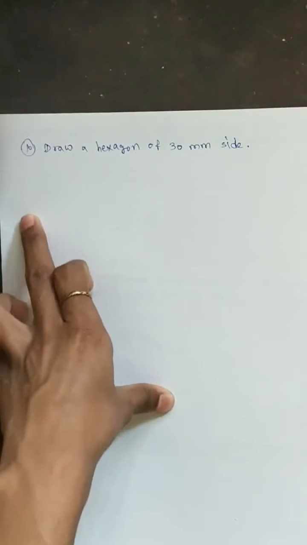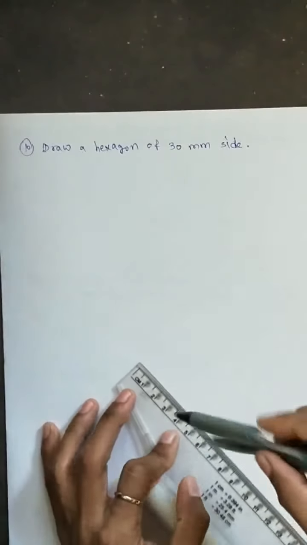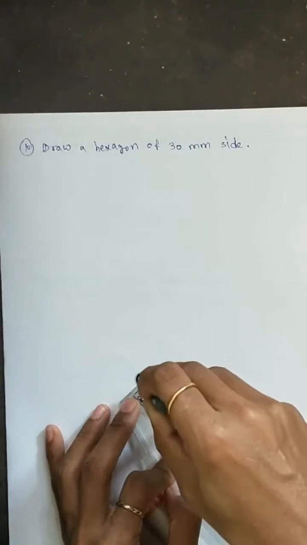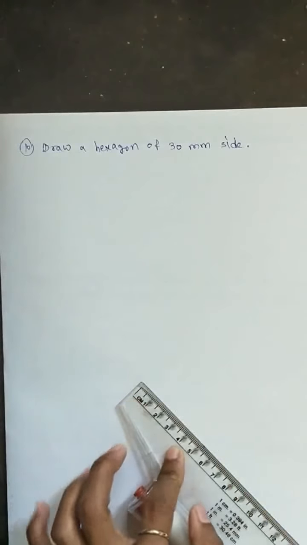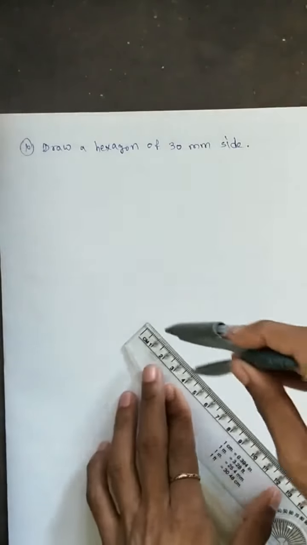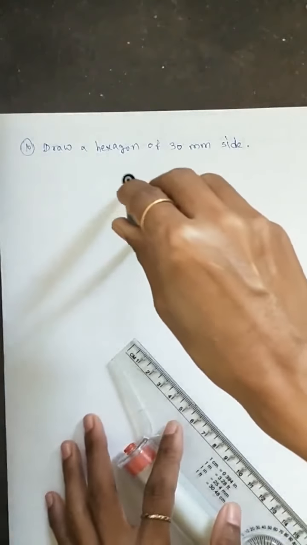So I will tell you the simple method of drawing a hexagon, which is the method of drawing a hexagon inscribed in a circle. So 30 mm side is given. So first take 30 mm in your rounder and draw a circle.